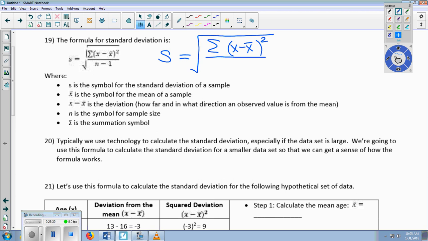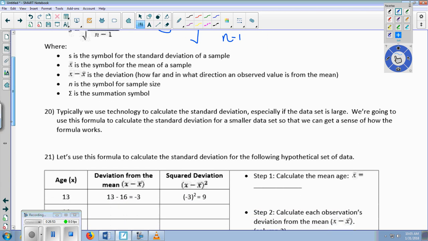So what they've done is they square the distance each observation is from the mean, then sum it up and divide by n minus 1. So n is the sample size. This is basically finding the average distance any observation is from the mean, and that's a good way to think about it.